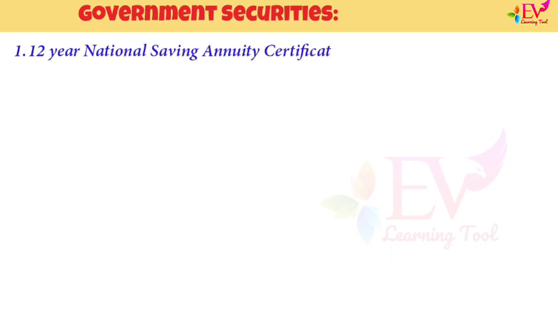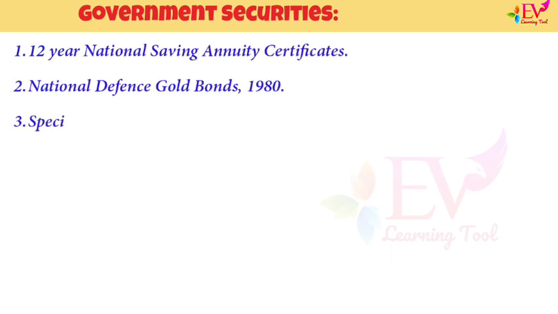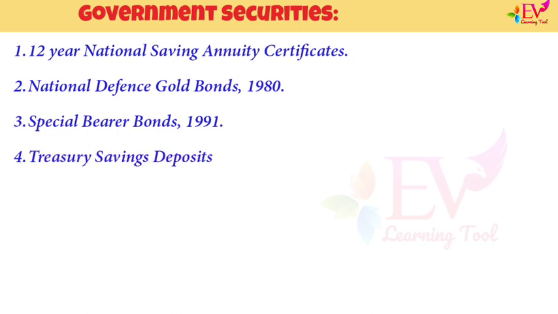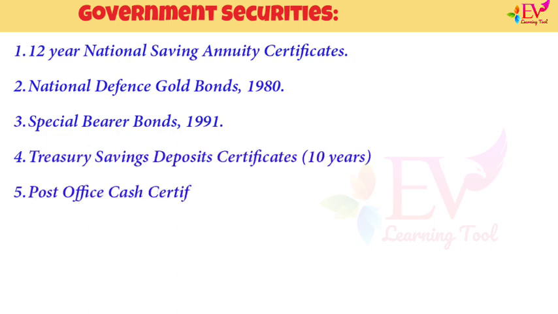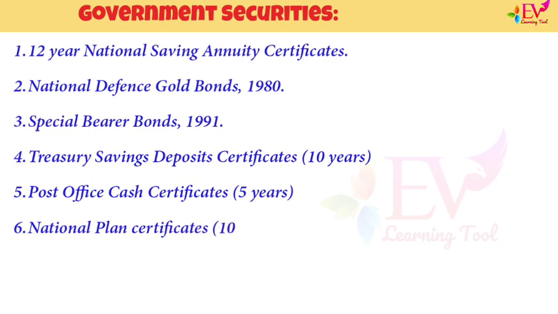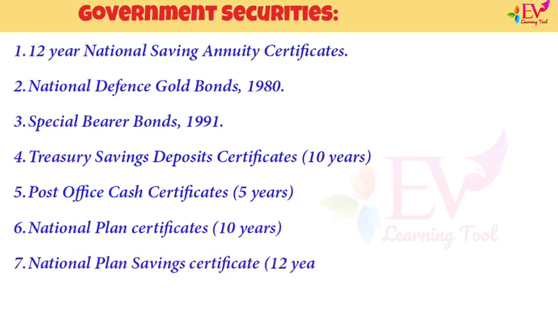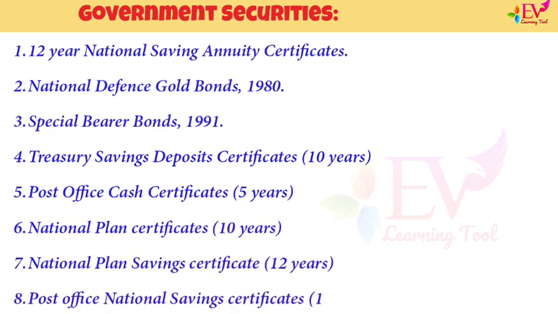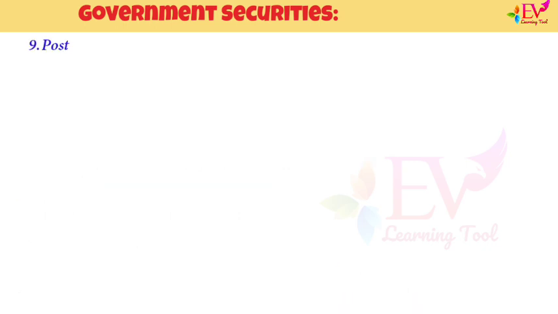1. 12-year National Saving Annuity Certificates. 2. National Defense Gold Bonds, 1980. 3. Special Bearer Bonds, 1991. 4. Treasury Savings Deposit Certificates, 10 years. 5. Post Office Cash Certificates, 5 years. 6. National Plan Certificates, 10 years. 7. National Plan Savings Certificate, 12 years. 8. Post Office National Savings Certificates, 12 years/7 years.